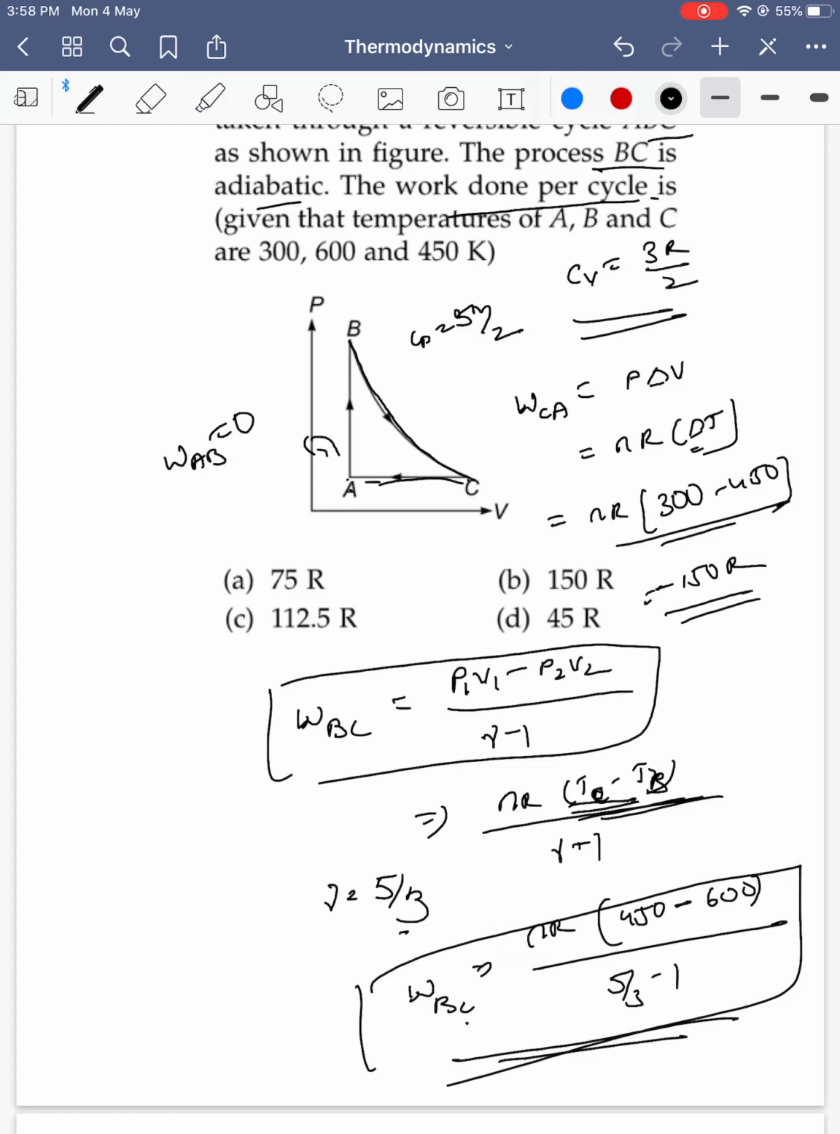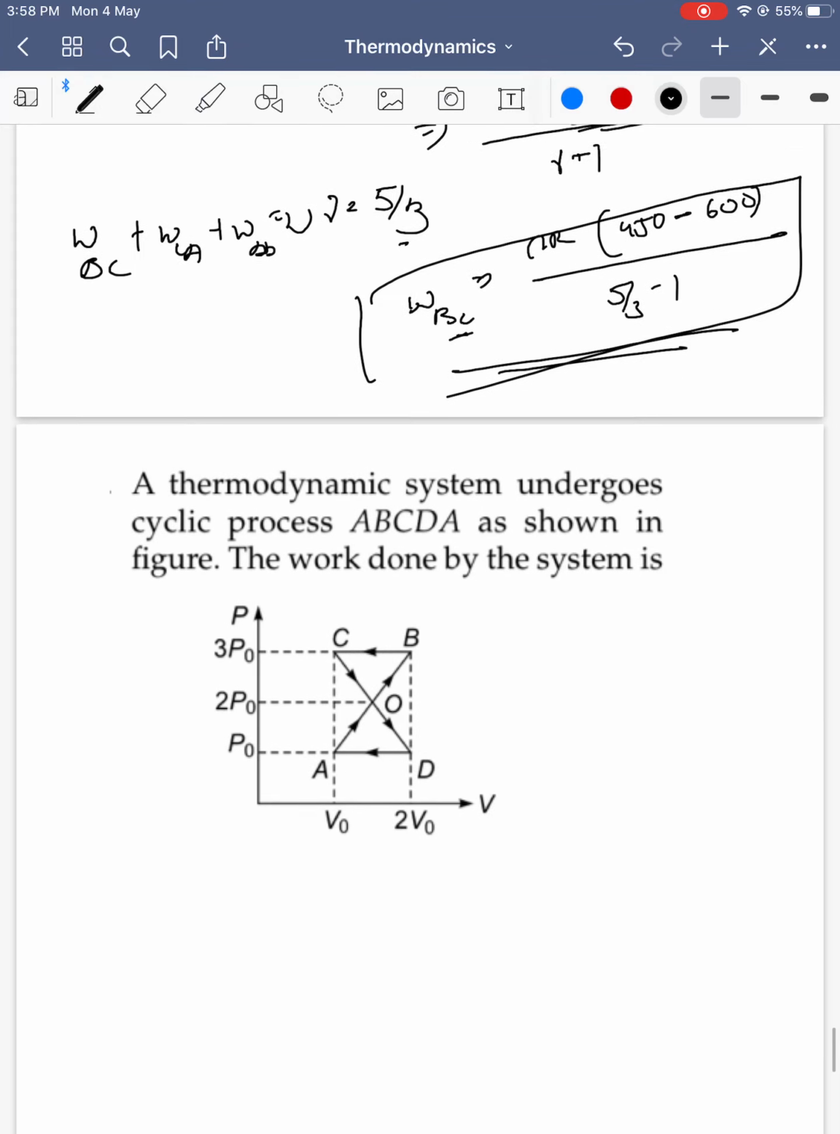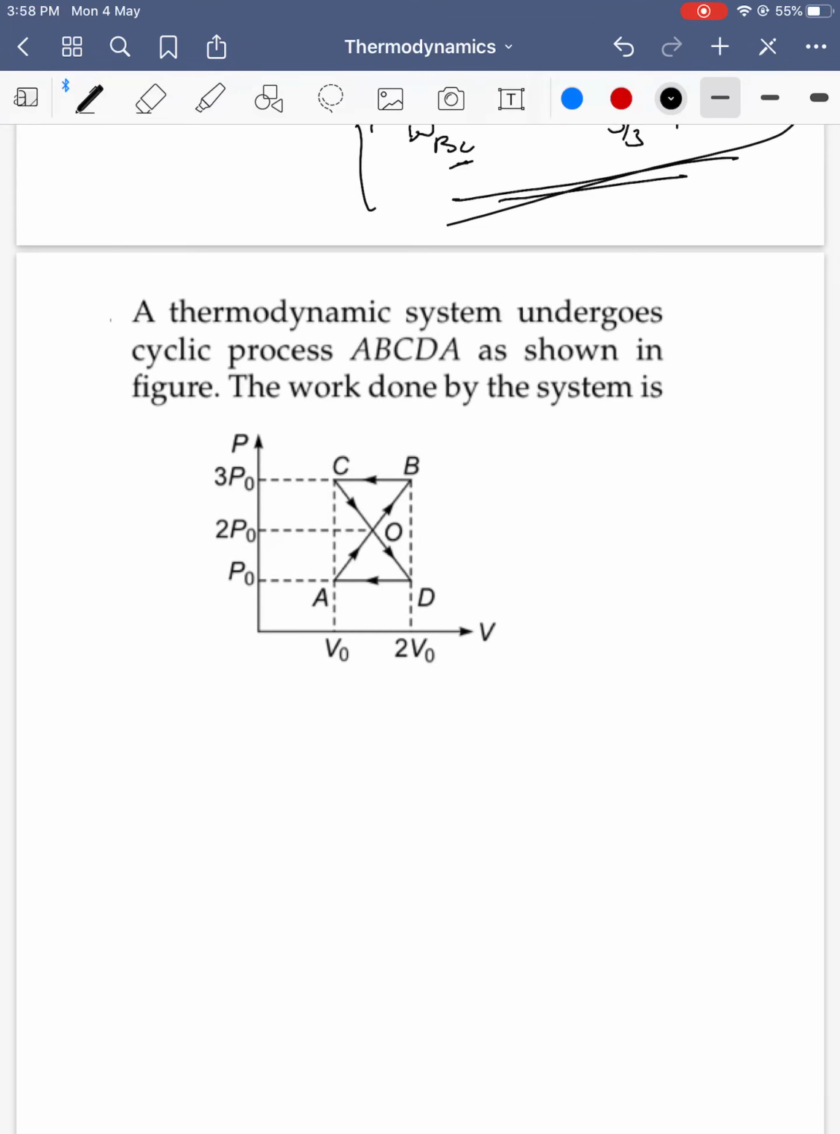So add these: work done in BC plus work done in CA plus work done in AB is nothing but the net work done. We are going to the next question. In a thermodynamic process, the system undergoes a cyclic process A, B, C, D, A.